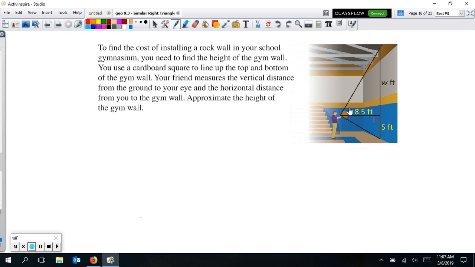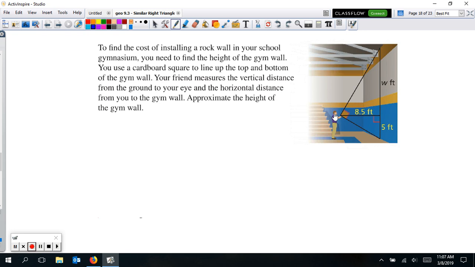So this diagram is a guy standing in a gymnasium, and it says here, to find the cost of installing a rock wall in your school gymnasium, you need to find the height of the gym wall. You use a cardboard square to line up the top and bottom of the gym wall. Your friend measures the vertical distance from the ground to your eye and the horizontal distance from you to the gym wall. Approximate the height of the gym wall.